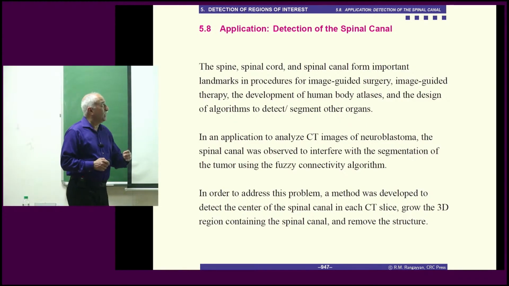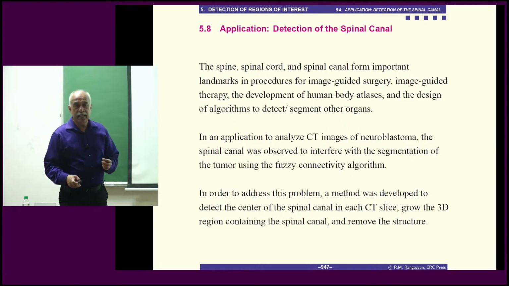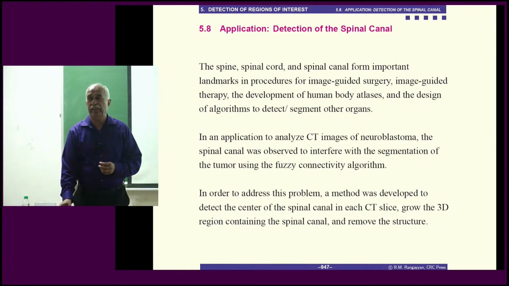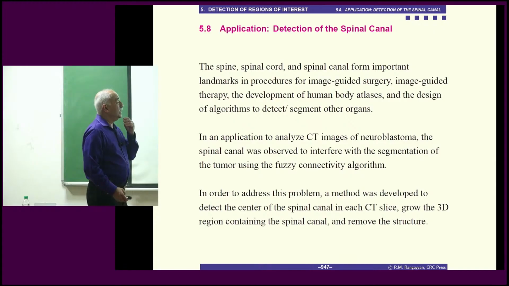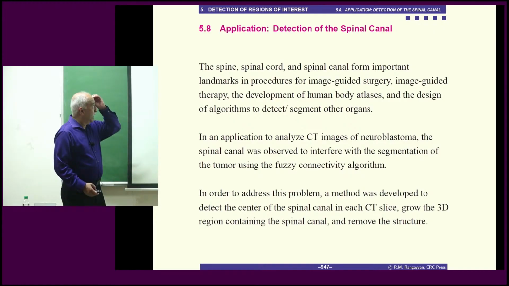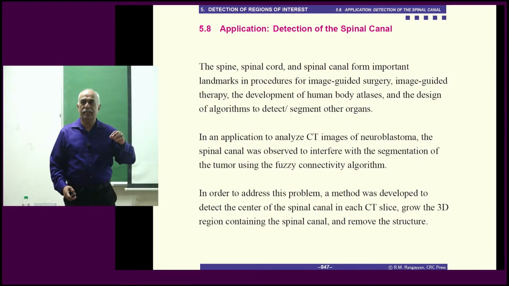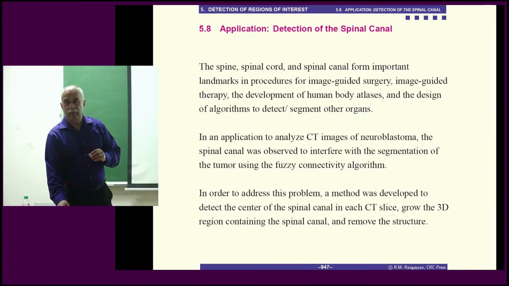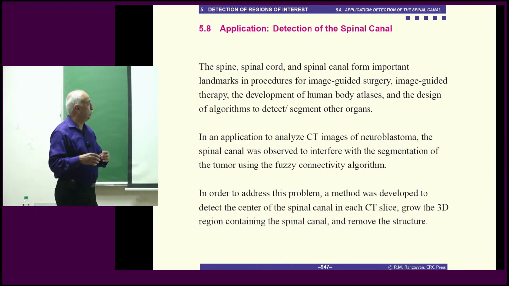Spine, spinal cord, and spinal canal are important landmarks in procedures for image-guided surgery, therapy, radiation therapy, and so on. Also, in the design of atlases and algorithms to detect and segment other organs, they can form references. With reference to the spine, you can locate other organs and structures in the body.